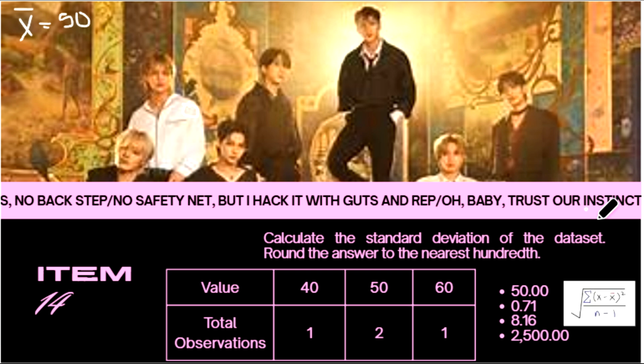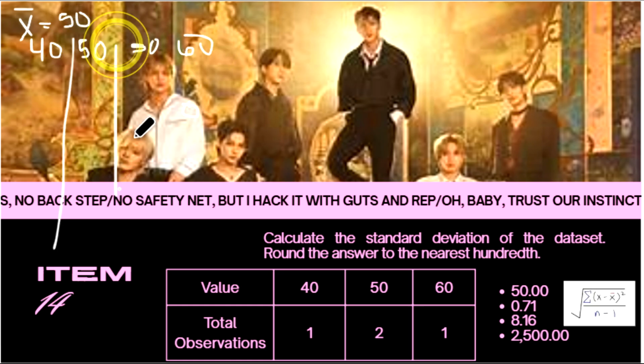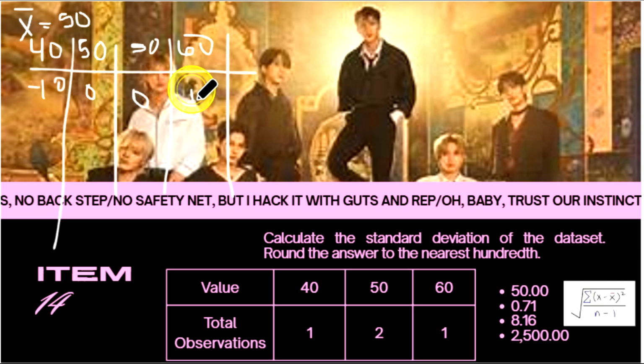Okay. Our next step is to take x minus x bar. So each of these points minus x bar. Each of these points is 40, 50, 50, 60. So x minus x bar, 40 minus 50 is going to give us negative 10. Then 0, 0, positive 10. Next, we need to square that. So that's going to be positive 100, 0, 0, positive 100. We need to add all these together. That's going to give us 200.